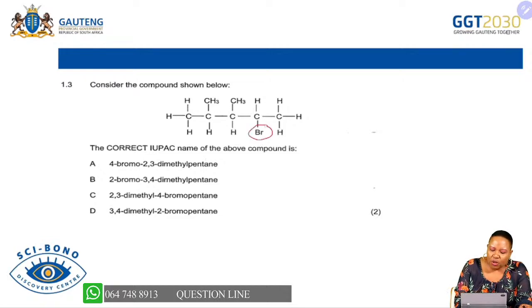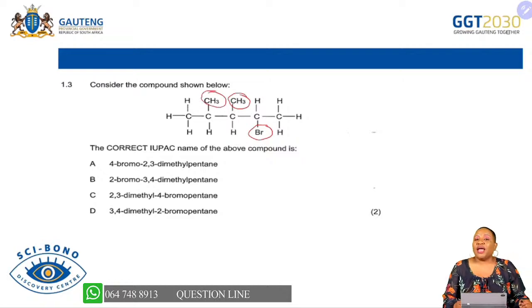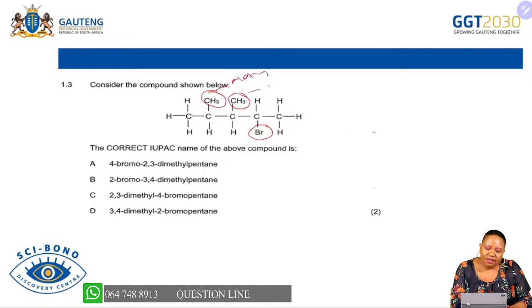Already you can see we can identify our substituents, because here it was supposed to be hydrogens, but they were substituted by CH3, which is our methyl. So this is the methyl. This is another methyl. And this is our bromine.